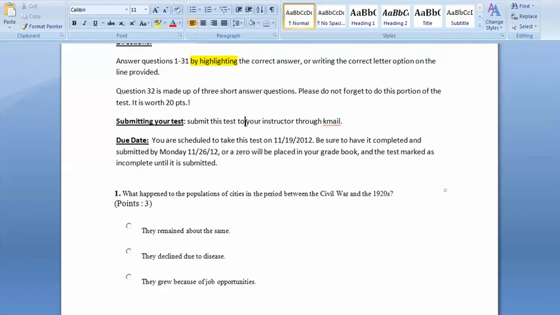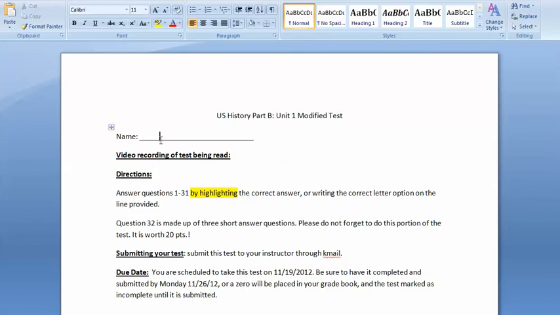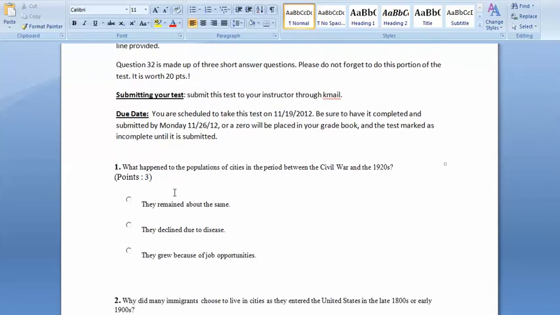Make sure to submit this test once you're done to your instructor through Kmail. Make sure that you save the document to your computer with all your answers typed onto the document directly, and then submit it through Kmail. Make sure that your name is on the top of the document as well.